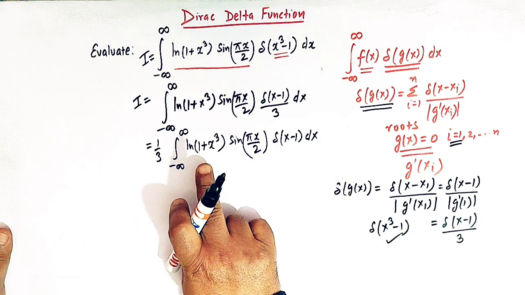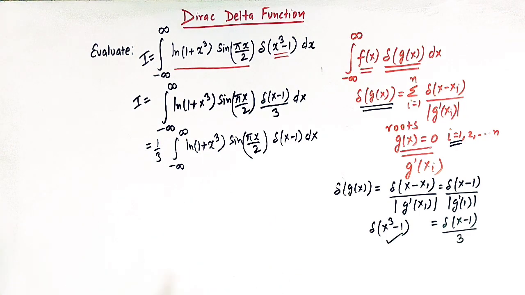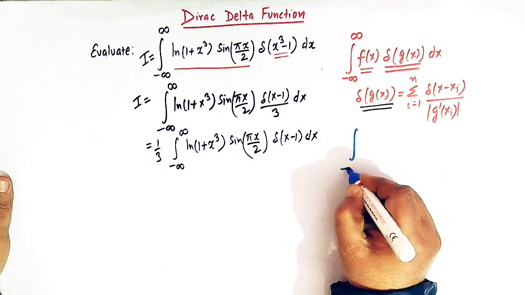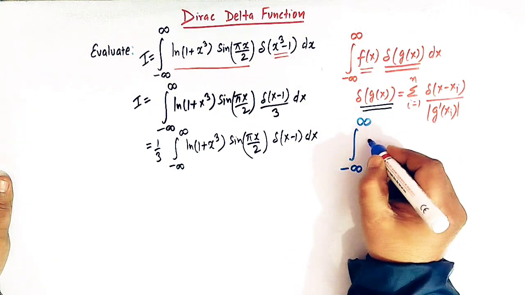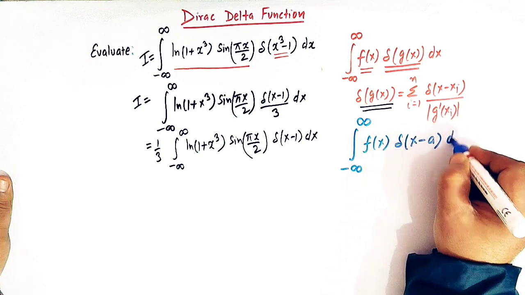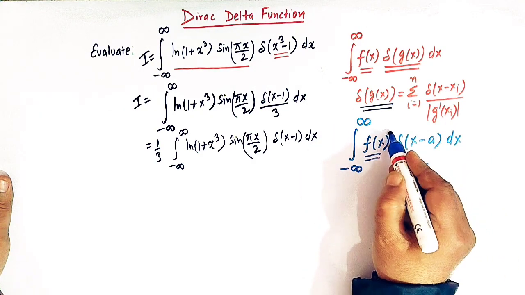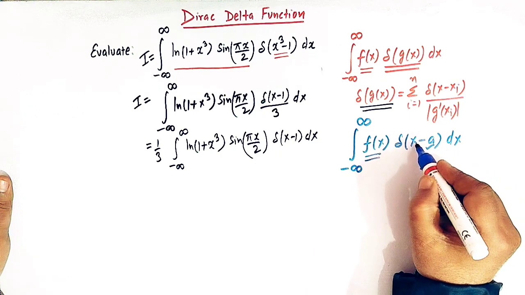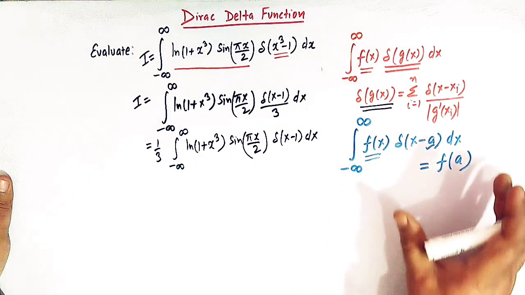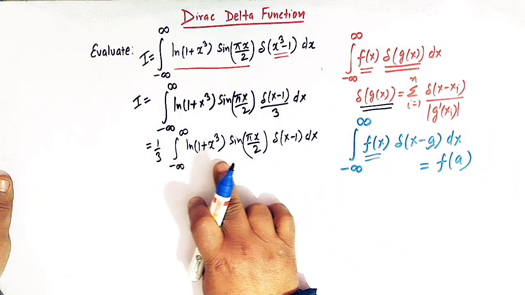Okay, so now to evaluate this integral, we'll make use of the definition of the Dirac delta function. The Dirac delta function is defined by this integral: the integral from minus infinity to infinity of f of x times delta of x minus a, dx. The value of this integral is equal to the value of this function at the point x is equal to a, right? So this is f of a. This is our basic definition which may be utilized to evaluate this integral.